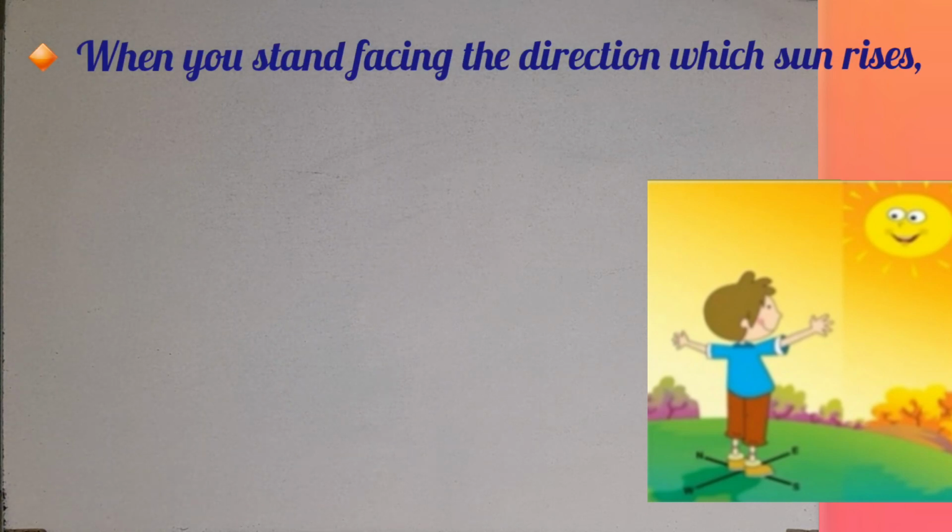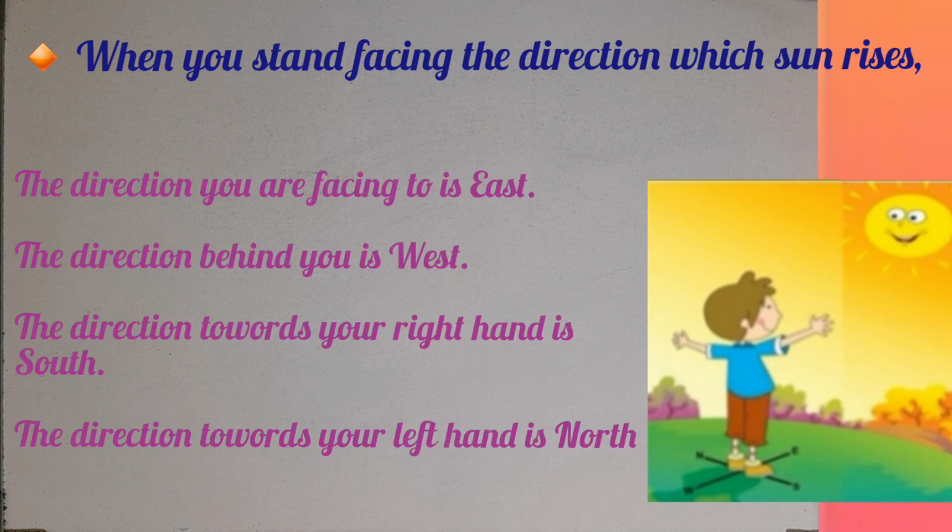Now let's do a small activity to identify the four main directions. Imagine you are standing in the middle of this diagram. The direction you are facing is east. The direction behind you is west. Then the direction towards your right hand is south. Lastly, the direction towards your left hand is north. These are the four main directions.